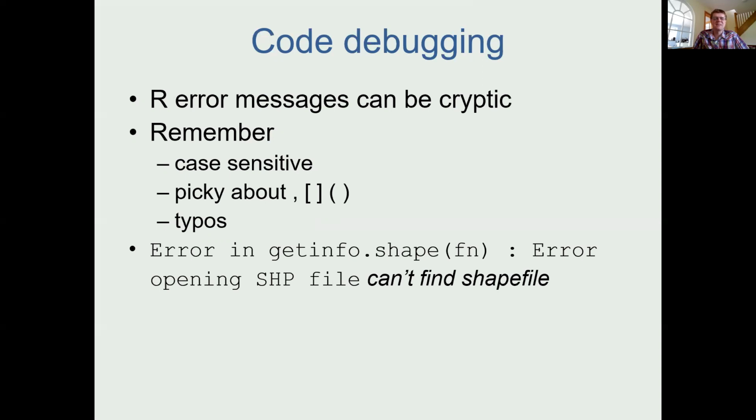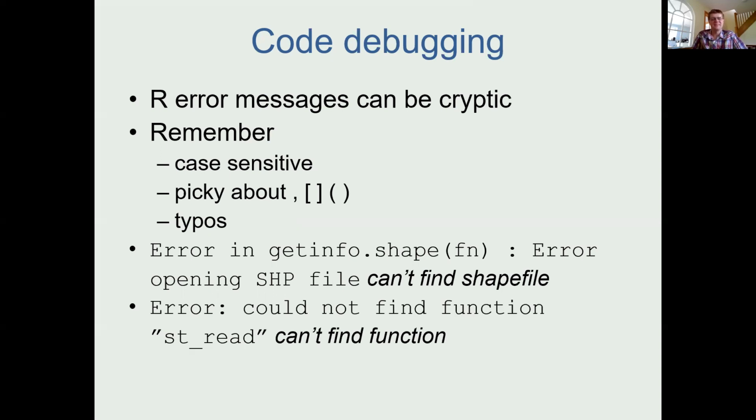Some very common error messages, for example, might be this one: error in getinfo.shape, error opening shapefile. That means it can't find the shapefile. Odds are you don't have the working directory set correctly. So it's looking in that working directory for that shapefile and can't find it. The shapefile must be in that folder. It can't be in a subfolder. So if it's in a subfolder called data or shapefile or whatever, put it in the main working directory. If you get something like this, error could not find function, st_read, or whatever function it's trying to do, that means it doesn't know where that function is. It probably means you haven't loaded the library. So try loading the library that function is in.